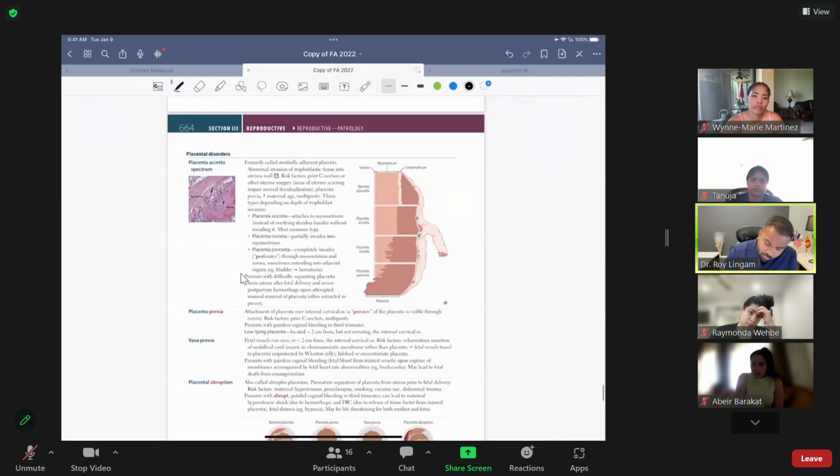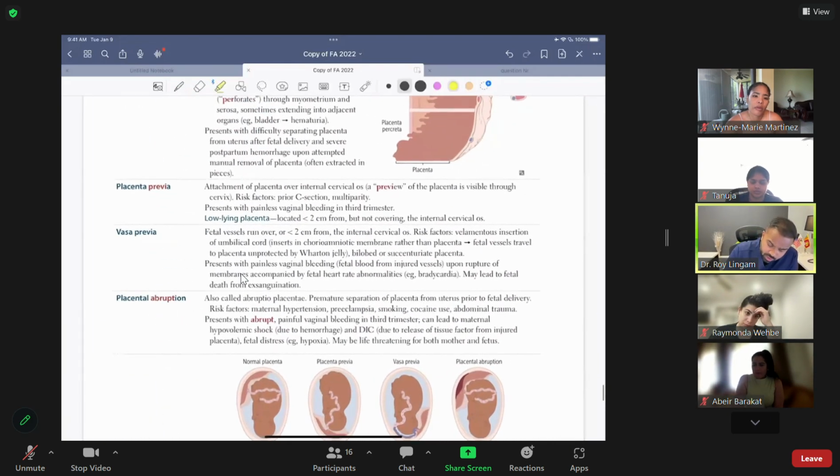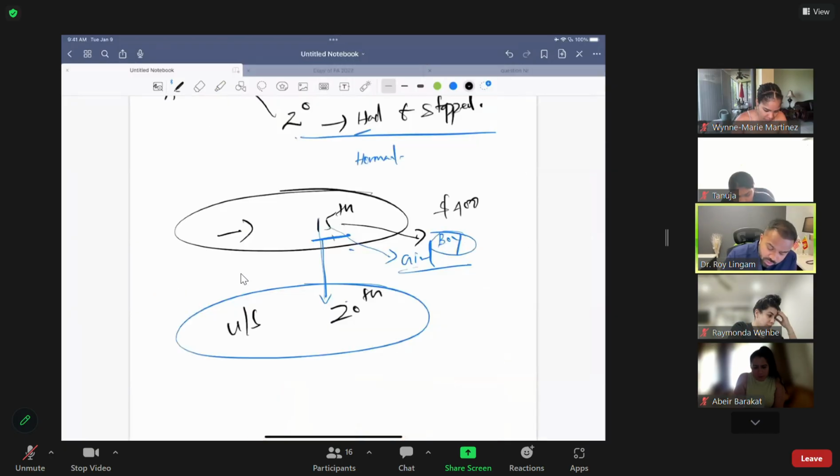Okay, I'm going to go in my order. First, let's start with placental abruption, so it makes it a little easier. Okay, placental abruption, folks. Now what does that mean?